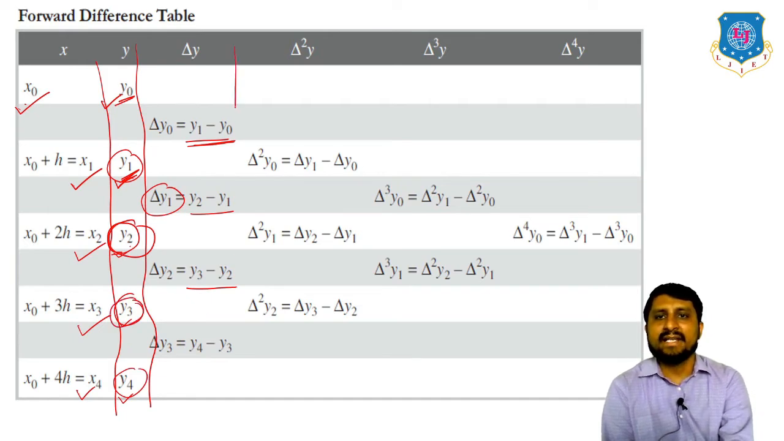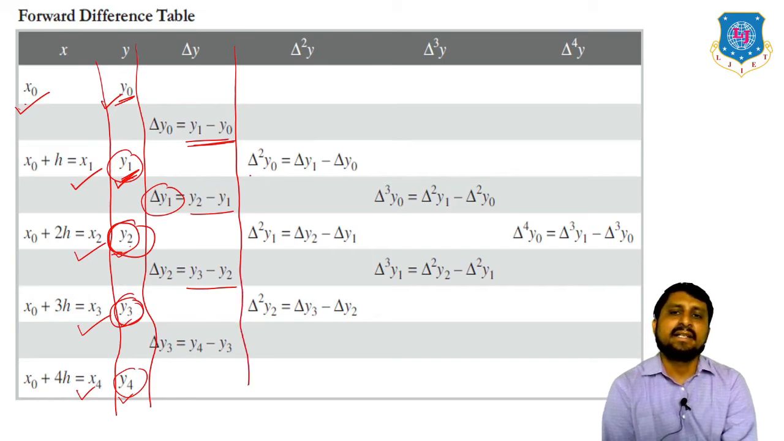Similarly, in the next column, the second forward difference column, delta square y0 is delta y1 minus delta y0, delta square y1 is delta y2 minus delta y1, and delta square y2 is delta y3 minus delta y2.